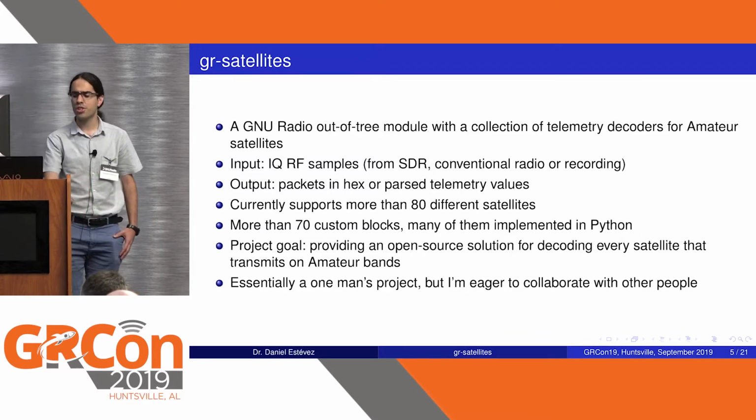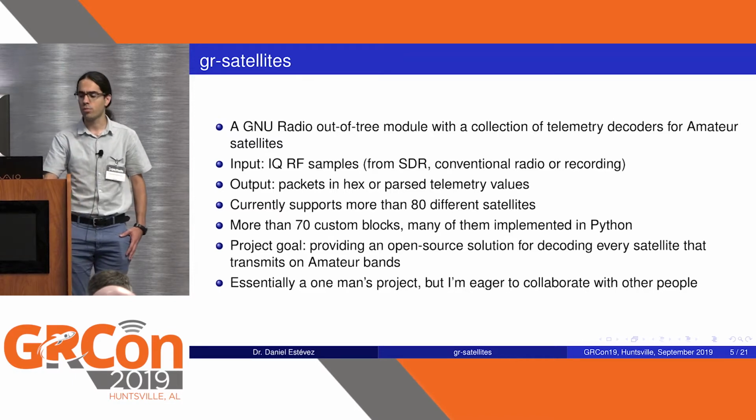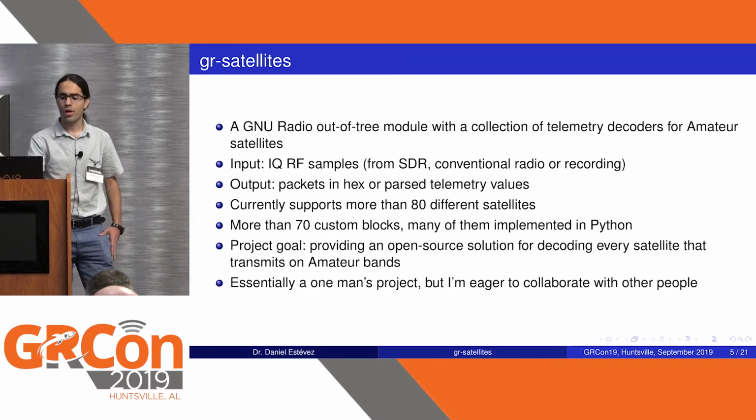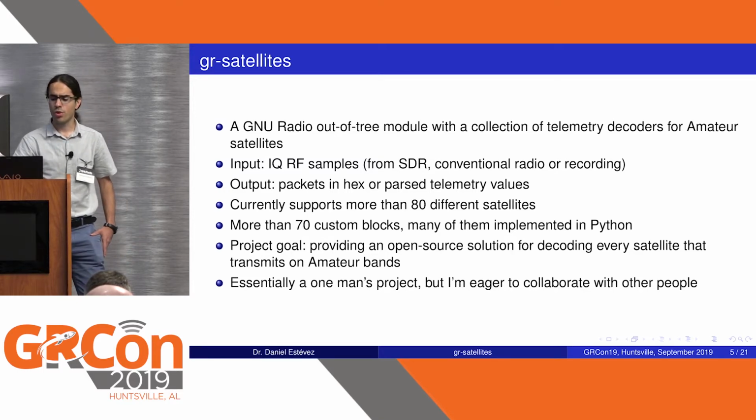So basically, for each satellite, you have a flow graph whose inputs are IQ RF samples, either taken in real time from an SDR hardware, or a conventional radio, I don't know, an ICOM transceiver or something like that, or a recording. And the output is packets in hex format, or raw telemetry values like this voltage, this intensity of the current, and so on and so forth. Currently, it supports more than 80 different satellites.